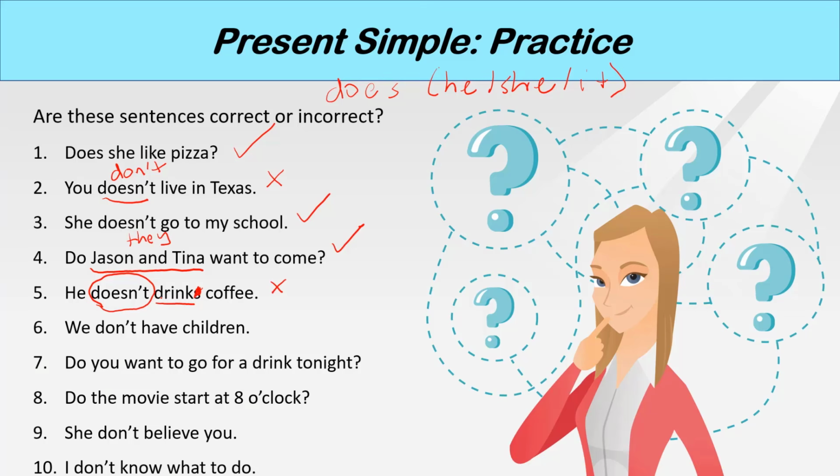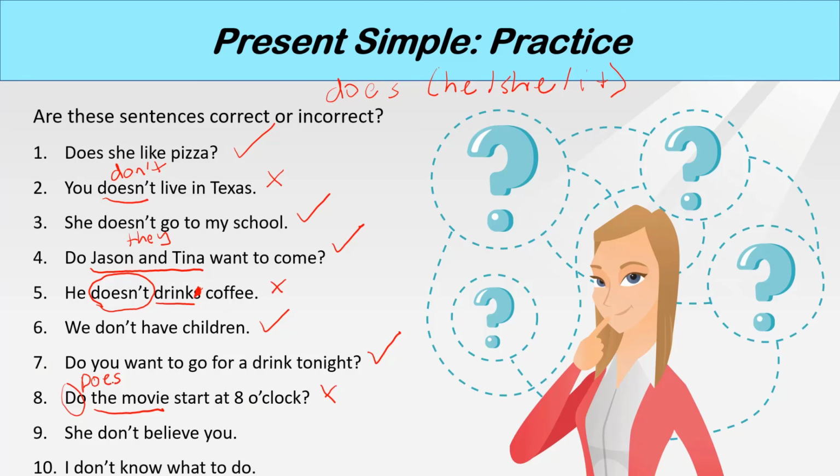Number 6 is correct. We don't have children. Number 7 is also correct. Do you want to go for a drink tonight? Number 8 is incorrect. Do the movie start at 8 o'clock? The movie is an it. So we have to change the do to does. Does it start at 8 o'clock? Does the movie start at 8 o'clock?